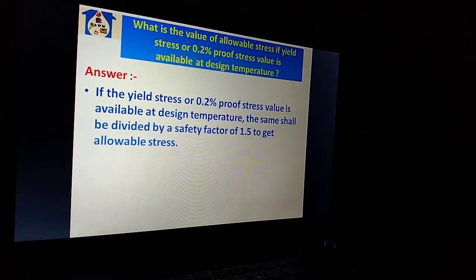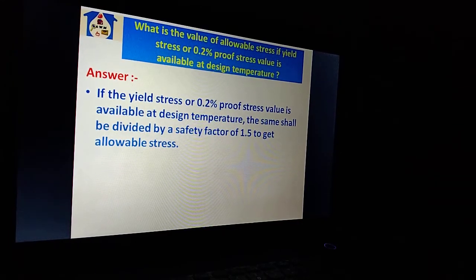What is the value of allowable stress if yield stress or 0.2% proof stress value is available at design temperature? Answer: if the yield stress or 0.2% proof stress value is available at design temperature, the same shall be divided by a safety factor of 1.5 to get allowable stress.